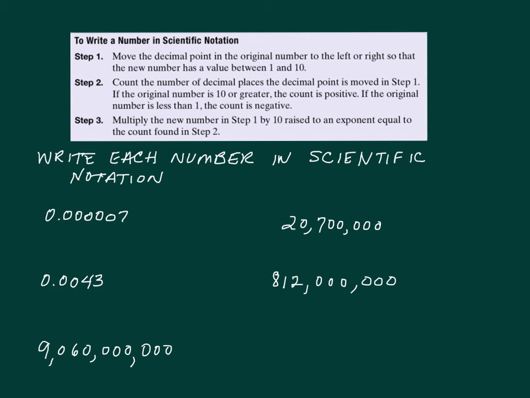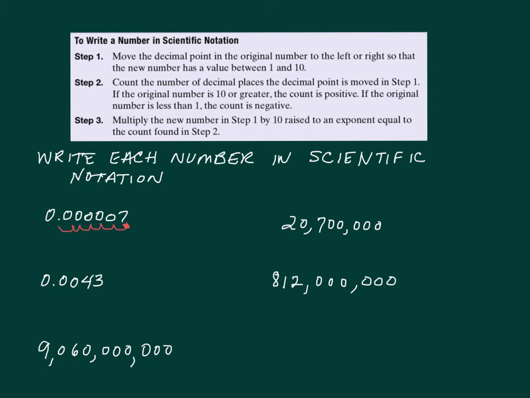We have a number, 0.000007. I want to write it in scientific notation. I'm going to count the number of decimal places it takes me. 1, 2, 3, 4, 5, 6 to make it a number between 1 and 10. If I move my decimal here, that's 7. 7 is between 1 and 10.